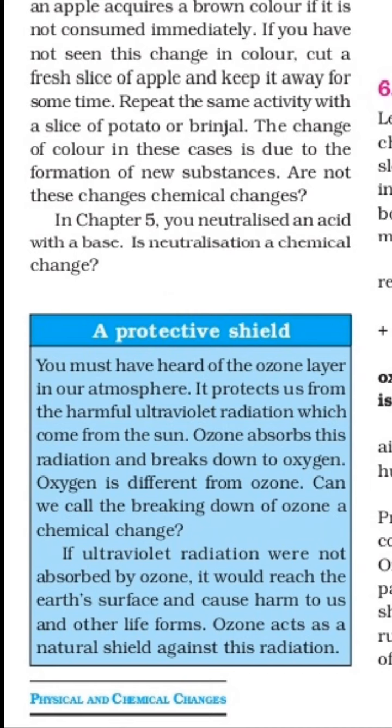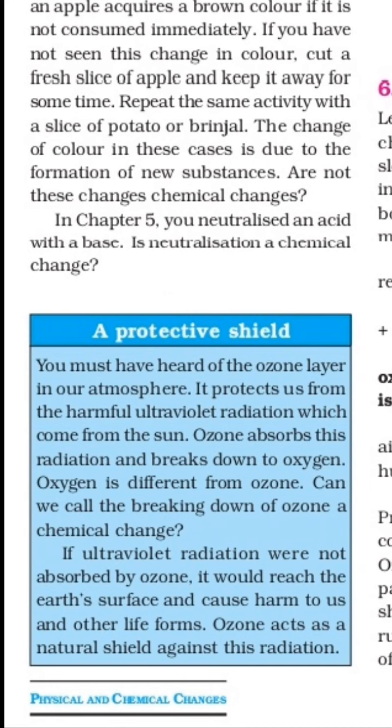You must have heard of the ozone layer in our atmosphere. We are aware of that. The ozone layer is the most useful layer present in the atmosphere, because it protects us from the harmful ultraviolet radiation which comes from the sun. Ozone absorbs this radiation and breaks down into oxygen, which is useful for us, the life gas we are taking.